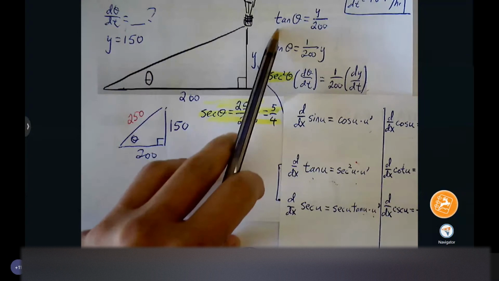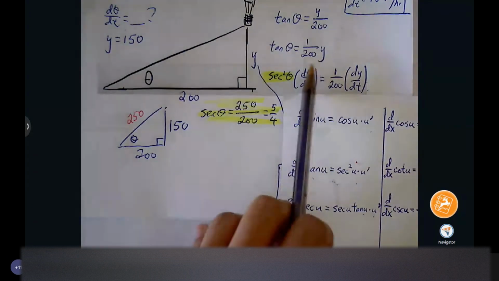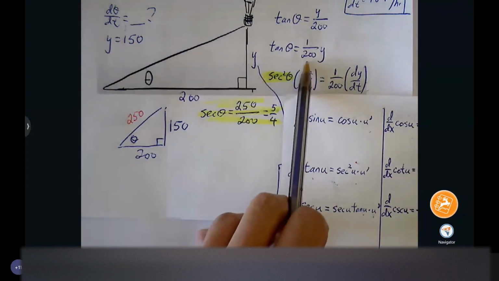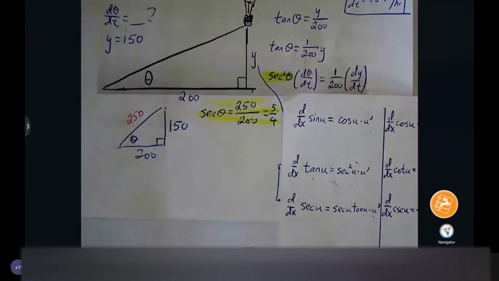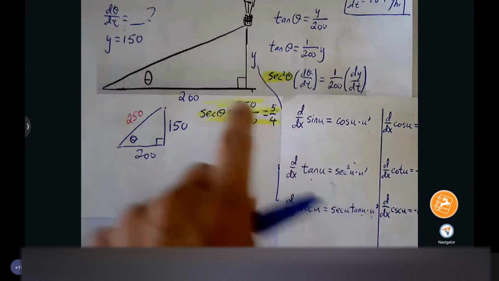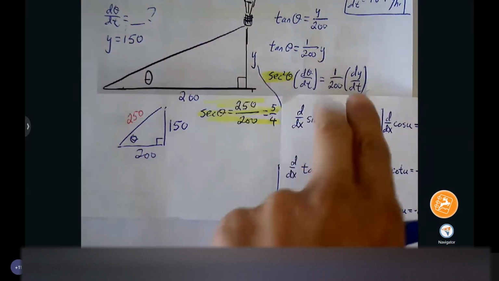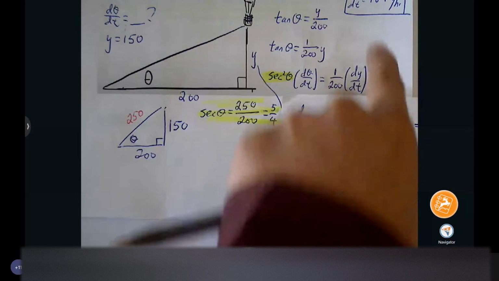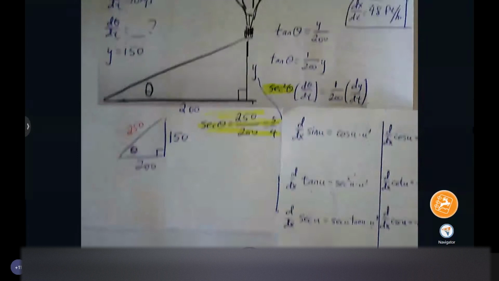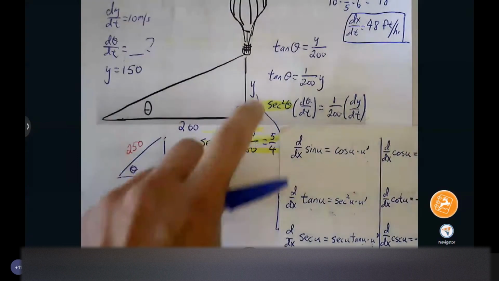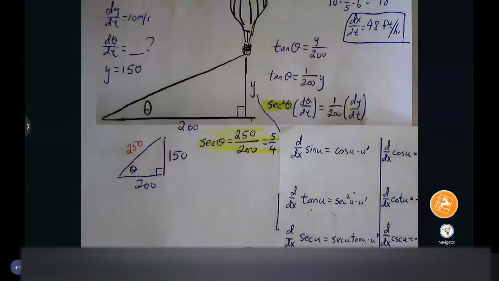Once we have our tangent equation, we can get it ready for the derivative process, push that 1/200 out in front. Tangent becomes secant squared theta, and this is where our time component is going to start coming out. D theta dt shows up, dy dt shows up. We're trying to look for d theta dt, and we can use dy dt from the beginning of the problem. So now we have to do some additional work to figure out a suitable numeric replacement for secant theta.